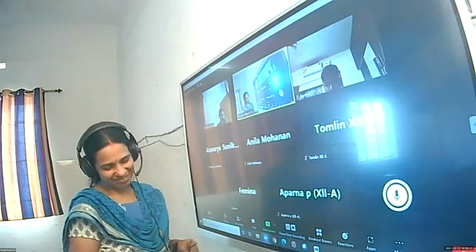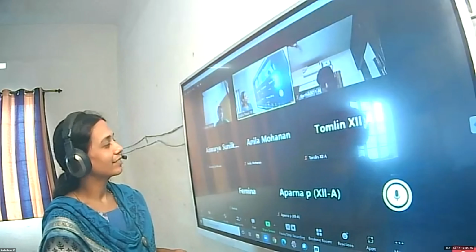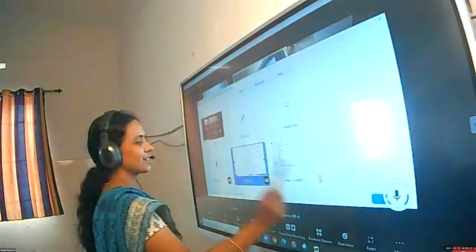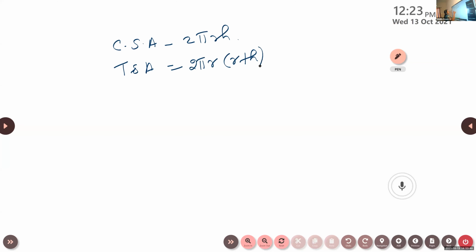Yes, recall it. Tell me, what is CSA of a cylinder? Those who don't know, those who know give the answer. Aparna, what is CSA of cylinder? 2 pi RH. Very good. TSA? 2 pi R into R plus H, isn't it?